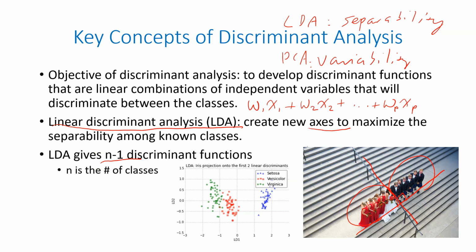LDA gives n-1 discriminant functions. For example, if there are two classes, then there will be one discriminant function. And if there are three classes, there will be two discriminant functions. If you revisit the picture with the bride, groom, bridesmaids, and groomsmen, you can see that we only need one discriminant function, the line along which the people stand.